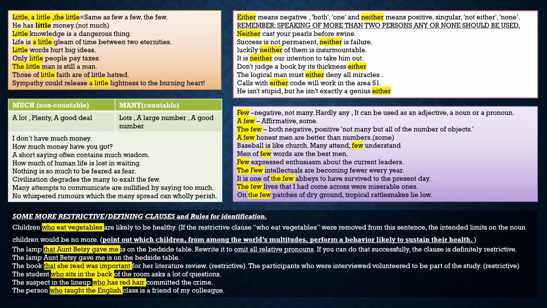The participants who were interviewed volunteered to be part of the study. This is also a restrictive clause. Who were interviewed? The student who sits in the back of the room asks a lot of questions. The suspect in the lineup who has red hair committed the crime. The person who taught the English class is a friend of my colleague.